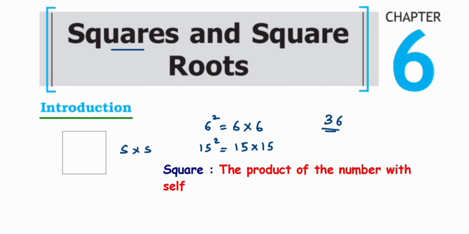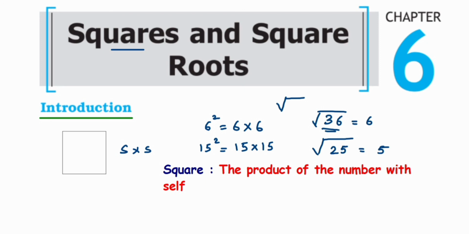Square root is represented by this symbol. So if I write this down, it means 36 is the square of which number? It is the square of 6. So the square root of 36 will be 6. Again, the square root of, suppose let me take a small number like 25, will be 5. Like that we can find the square roots of perfect squares.